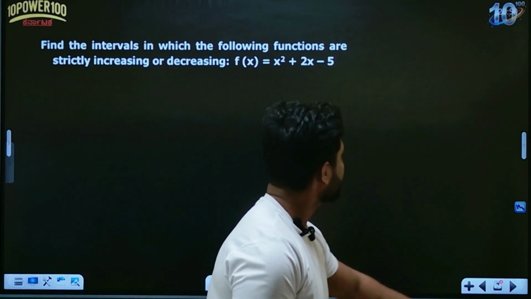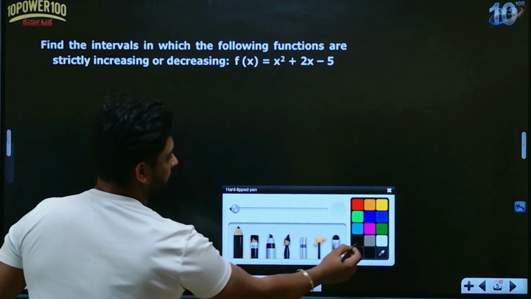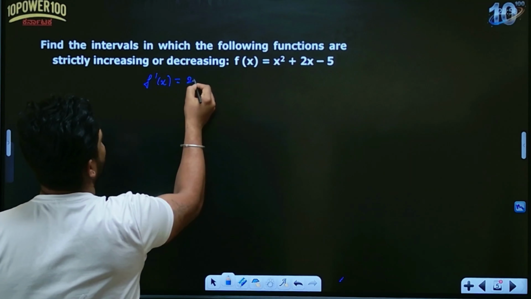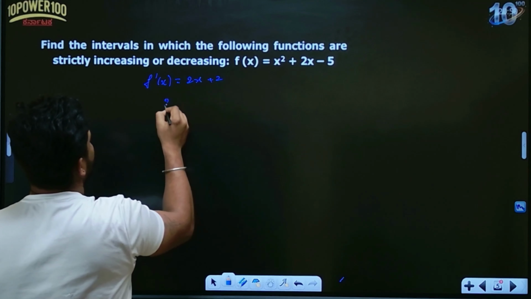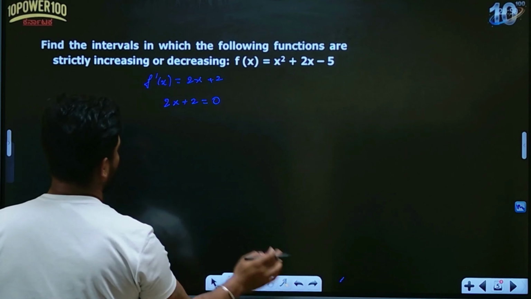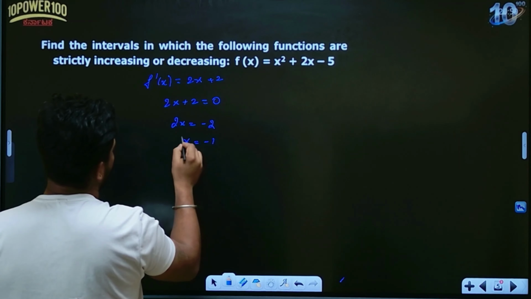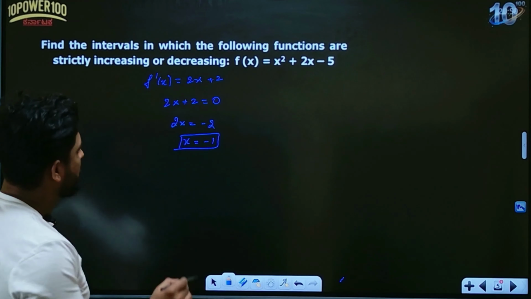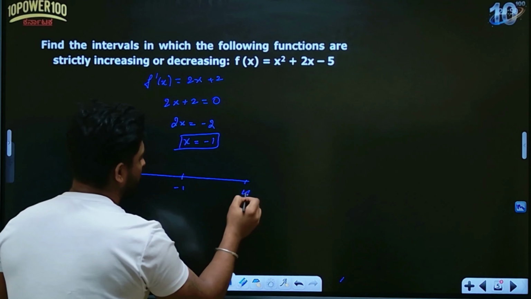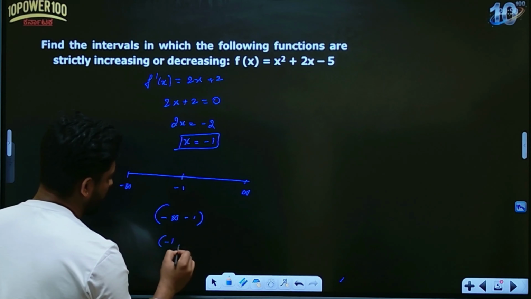Okay, next, same concept, without wasting time, let's do this. Let's find f dash of x. f dash of x is equal to 2x plus 2. Next, if you take it equal to 0, 2x plus 2 is equal to 0. So 2x is equal to minus 2, x is equal to minus 1. So the critical point is minus 1, right? Now let's draw the number line: minus infinity, minus 1, and plus infinity. So minus infinity to minus 1, and minus 1 to infinity.